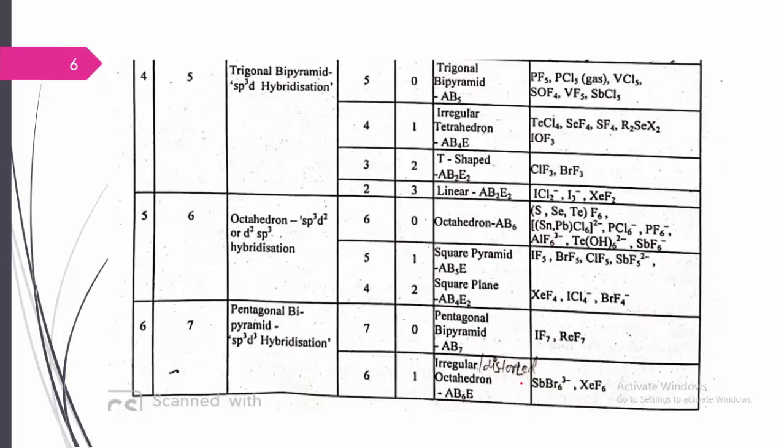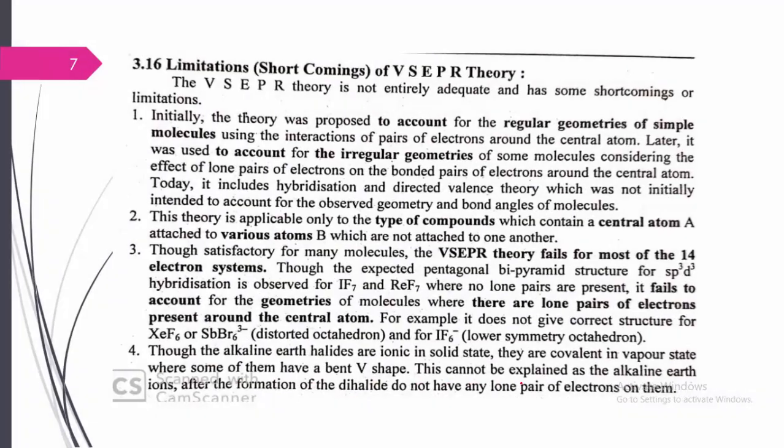So these are the very important molecules with bonded pairs as well as lone pairs of electrons, and what the shape of the molecules will be is summarized in this table. This is the last part of the VSEPR theory, that is the limitations or shortcomings of the VSEPR theory. Initially, the theory was proposed to account for the regular geometries of simple molecules using interaction of pairs of electrons around the central atom. Later, it was used to account for irregular geometries.